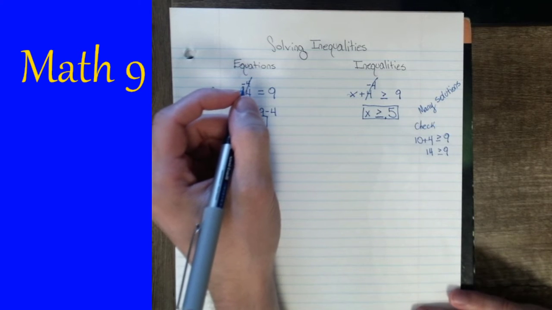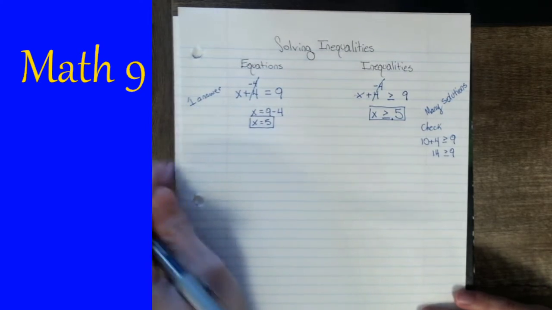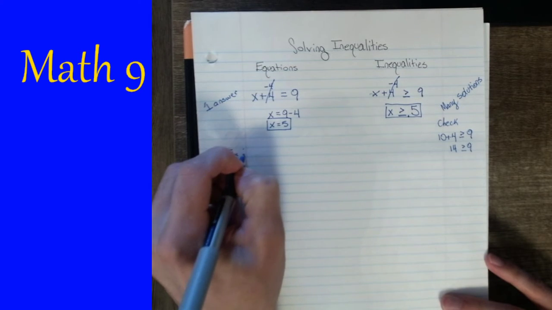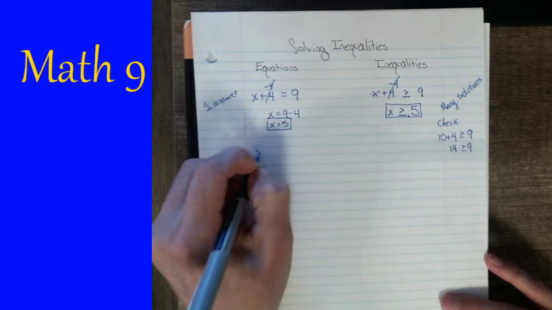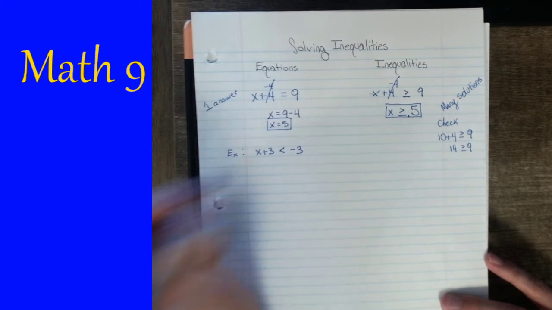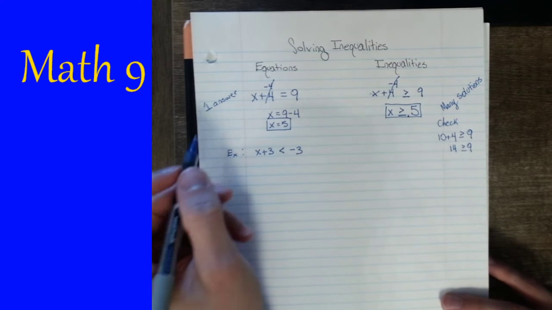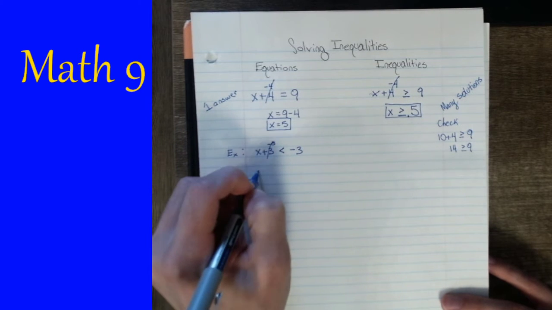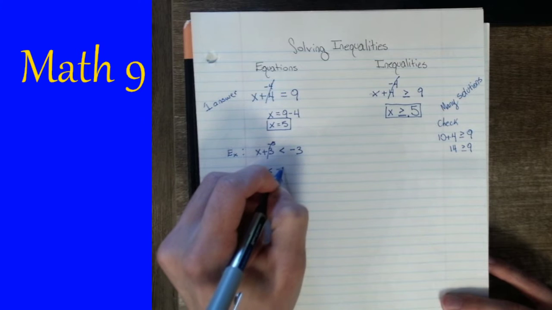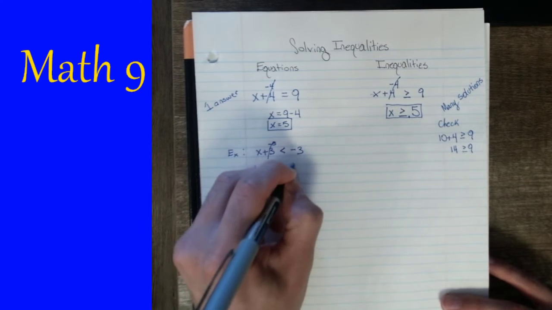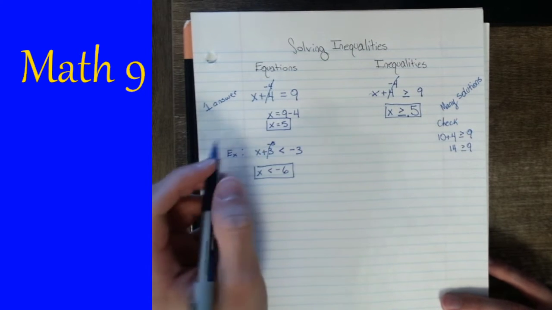Okay, so let's take on another example here. Something along the lines of x plus 3 is less than negative 3. Okay, so subtract 3 from both sides. We have x is less than negative 3 subtract 3, which is negative 6. So here's the solution to my original inequality.